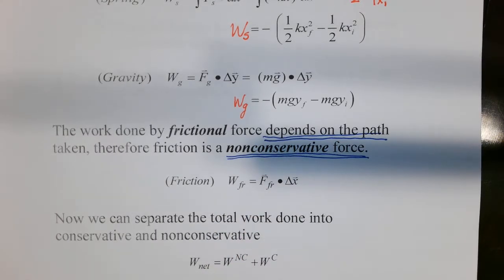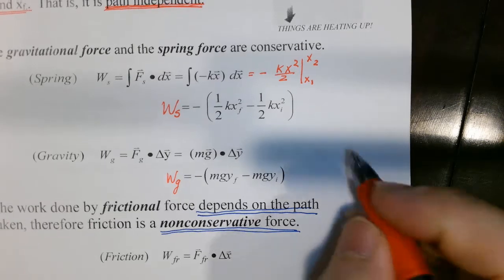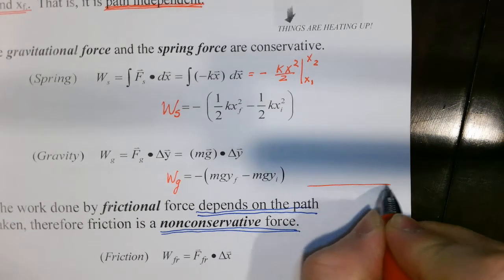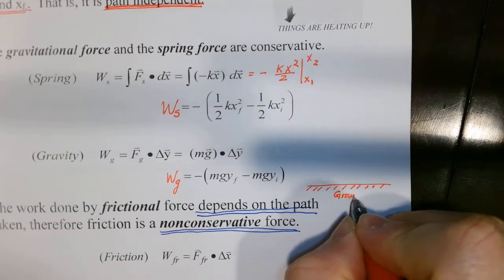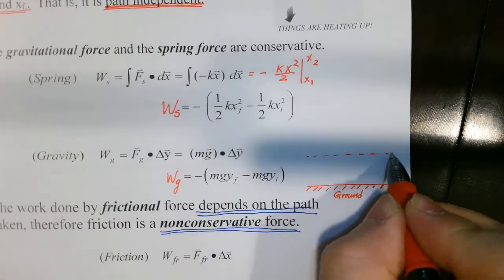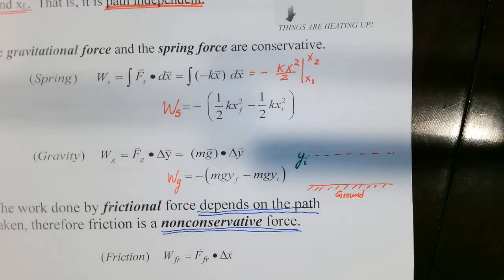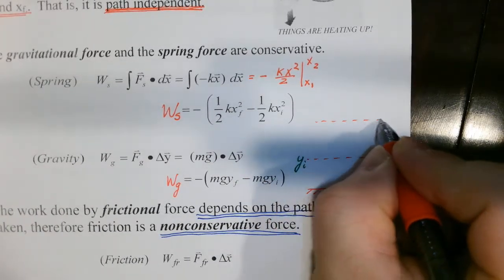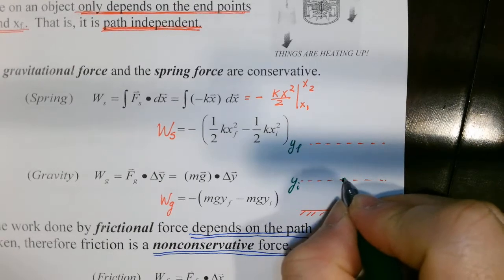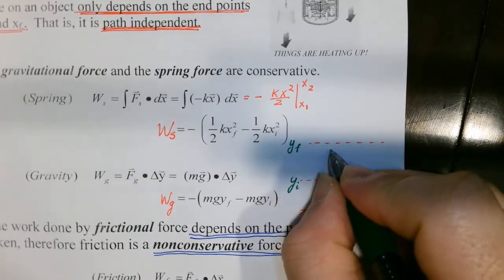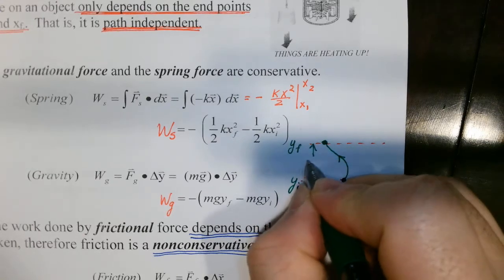So if we look at this gravitation a little more, let's say here is our ground. And here is our y initial, and let's say here is our y final. Let's say we start here, and then we move like here. So this here is my delta y.